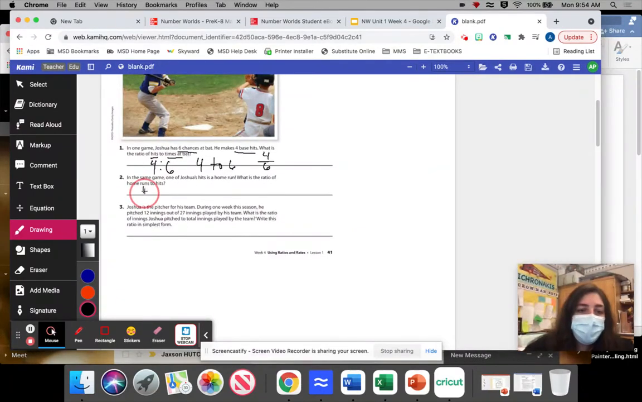Okay, so we want to know the ratio of home runs to hits. Okay, so home runs to hits. So we need to find the number of home runs to the number of hits. We know that he made 4 hits, and this was from the previous problem right here where it said hits. So we know there are going to be 4 hits, and they just said that in the same game, one of Joshua's hits is a home run. So that'd be 1. So it's going to be a 1 to 4 ratio. Again, you can also write it as 1 to 4 or 1 over 4.